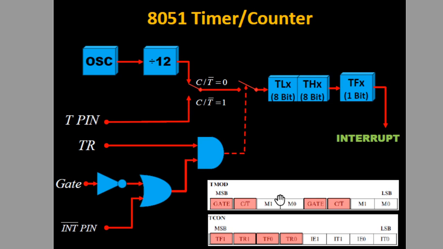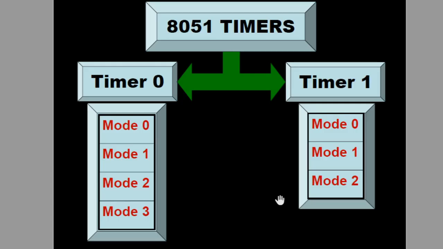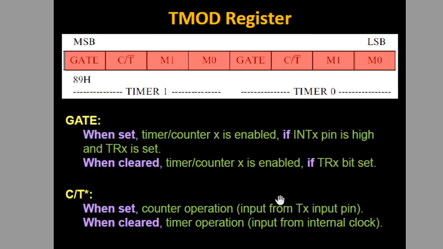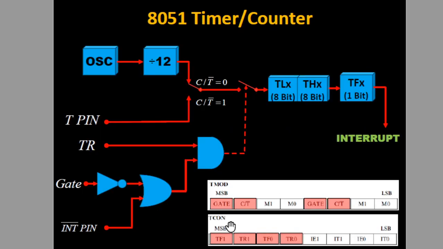In the 8051 there are two timers, timer 0 and timer 1, and these two timers can be used in different modes. Timer 0 can be used in mode 0, mode 1, mode 2 and mode 3. Timer 1 can be used in mode 0, mode 1 and mode 2. To control all these modes there is the TMOD register, and there is another register to control the timer operation. TMOD is an 8-bit register mapped in the SFR, the special function registers, and it holds the mode control for both timers. The lower nibble is for timer 0 and the higher nibble is for timer 1.